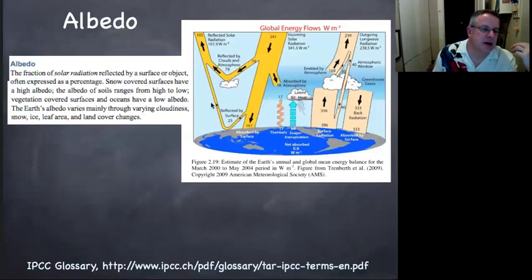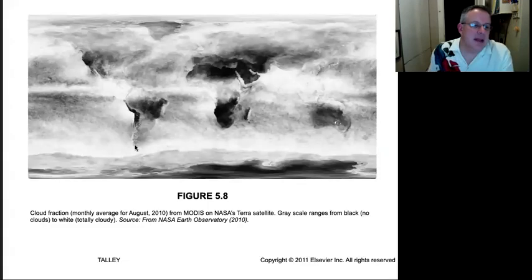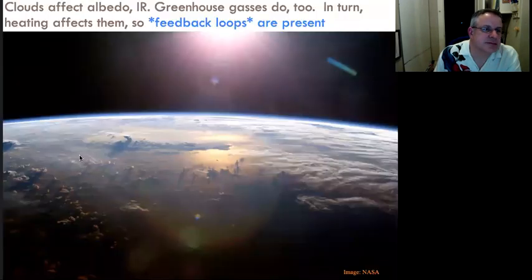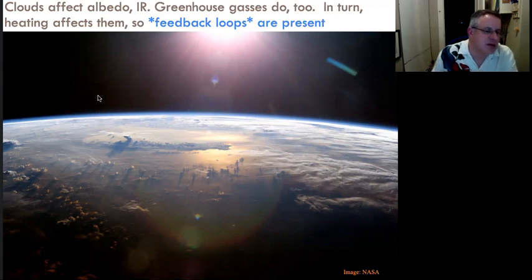We've already talked about albedo, but that's the reflectiveness part. And the albedo isn't fixed because things like the cloud fraction change. This is a map of cloud fraction for one month, 2010. And you can see there's an awful lot of clouds. Clouds affect albedo; greenhouse gases don't affect albedo, but they affect the energy budget too. So in turn, the heating affects both the clouds and the greenhouse gases. So there are feedback loops present in this Earth system, which is an important part of how sensitive the Earth is to climate change.